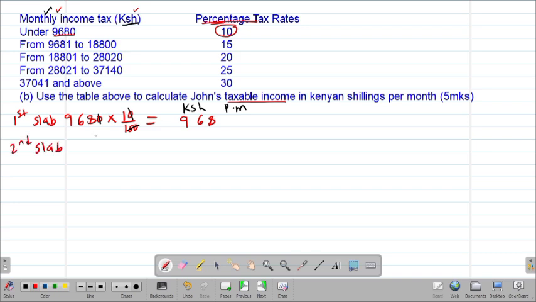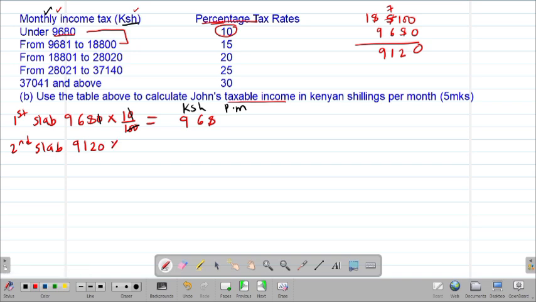We move to the second slab. For the second slab, we'll take the difference between these two: 18,800 minus 9,680. This is 0, so I'll borrow 1. This is 7, I'll carry 1. This will be 2. Then this is 1, then 18 minus 9 will give me 9. So that means we'll remain with 9,120.